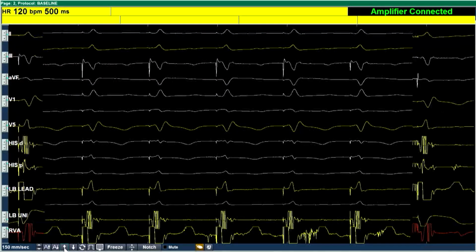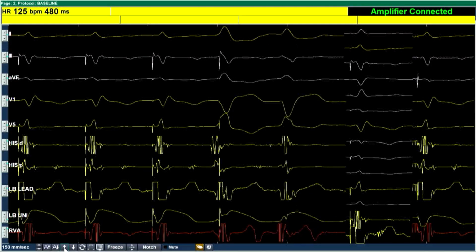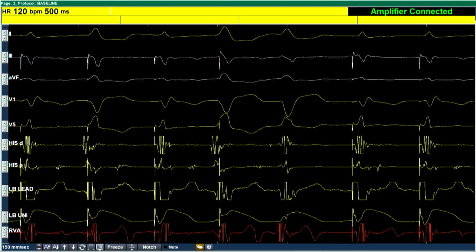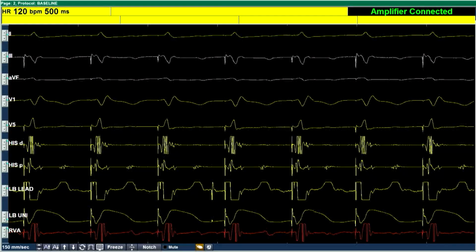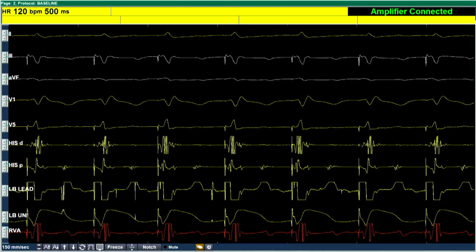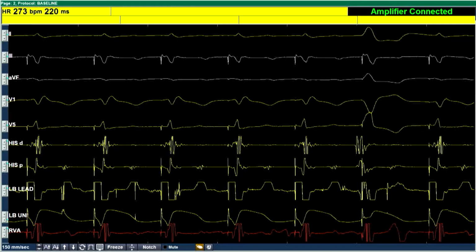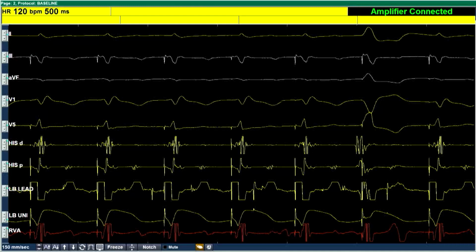Yeah. 1.8, 1.7, 1.6, 1.5, 1.4, 1.3, 1.2, 1.1, 1, 0.9, 0.8, 0.7, 0.6.